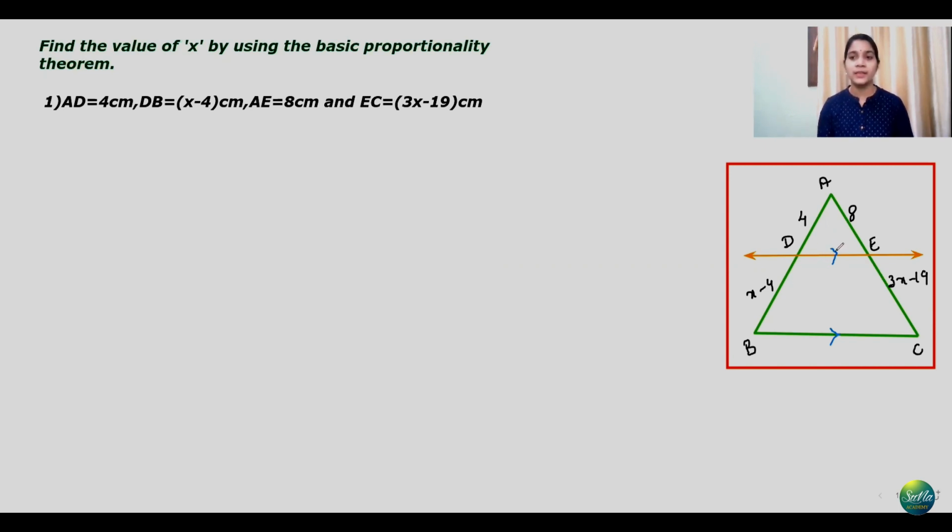So it is clearly given that DE is parallel to BC. If DE is parallel to BC, then AD by DB is equals to AE by EC. So let us apply the basic proportionality theorem for finding the value of X here.